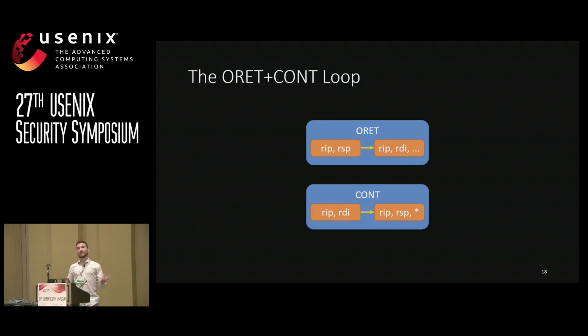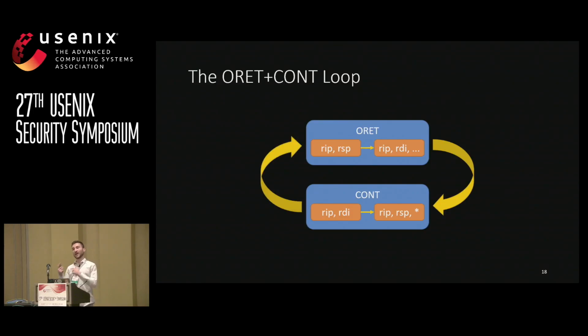So what we can do is actually combine those. If we start from ORET, we can trigger the continue primitive. And if we start from the continue primitive, we can trigger an ORET primitive. Now, this is not very interesting on its own, you're just looping. However, on the left-hand side of that drawing, we have a controlled stack coming from the continue execution primitive. And if we have a controlled stack, we can use that to launch a ROP gadget.